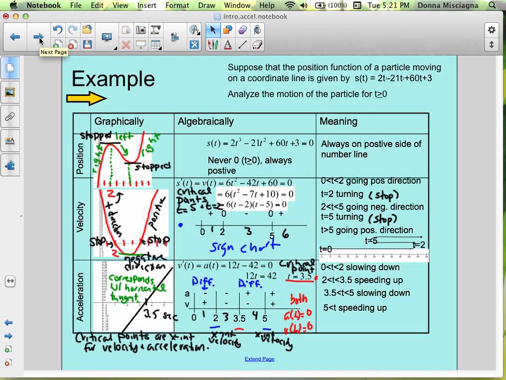All right, so you can see me point, I have my handy dandy arrow there. So here's our question again. Suppose that the position function of a particle moving on a coordinate line is given by s of t equals 2t cubed minus 21t squared plus 60t plus 3. Analyze the motion of the particle for t greater than 0. So here we have our position function.